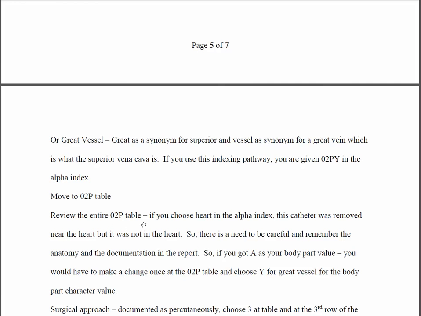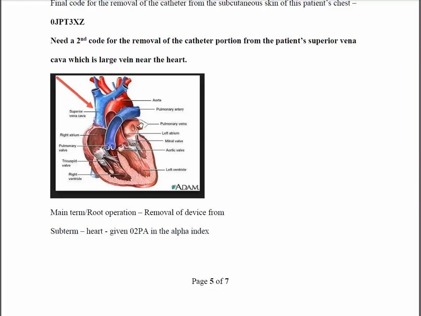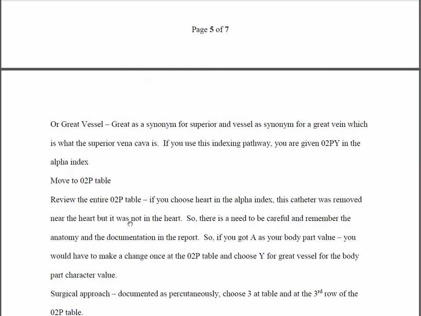Was this catheter removed from the patient's heart? The answer to that is no. This is the heart down here. This is the vena cava. It's outside of the heart. So once you get to the 02P table, as a coder, critical thinking would kick in and you would choose the better option. And once you're at the table, you would choose great vessel, because that is really where this particular catheter was taken from.